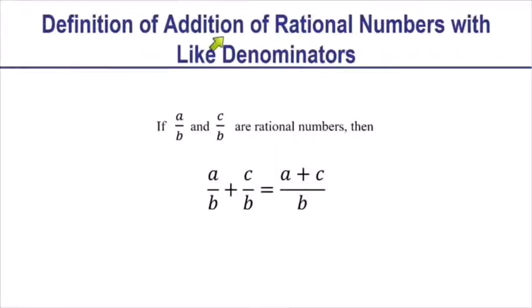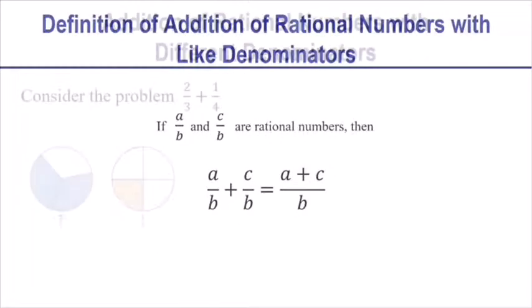The definition of addition of rational numbers with like denominators. If a over b and c over b are rational numbers, then we can add them together by just adding the tops and leaving the bottom number the same. So a over b plus c over b is equal to a plus c in the top over b in the bottom. See that the bottom does not change when we combine the two fractions into one.